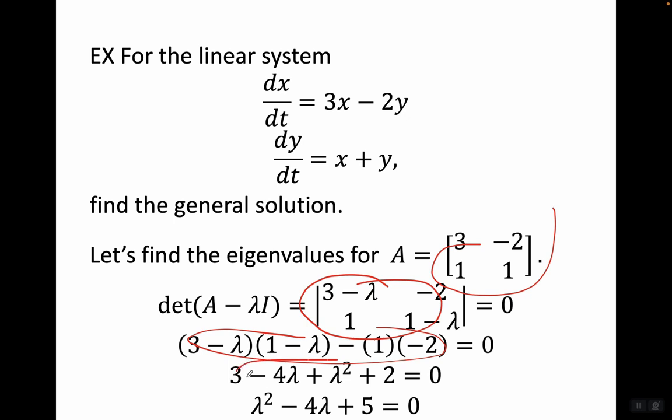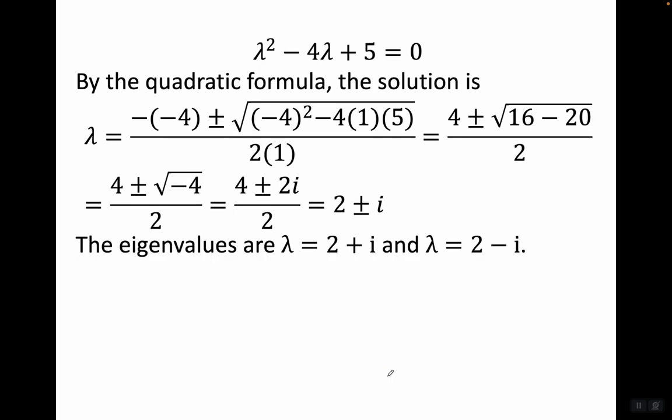Multiply it out, simplify, and get this: lambda squared minus 4 lambda plus 5 equals 0. And that doesn't appear to factor. By the quadratic formula, the solution is going to be... holy cow, 4 plus or minus the square root of negative 4, over 2.